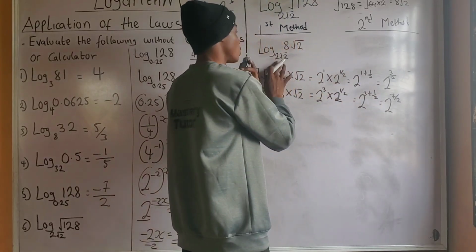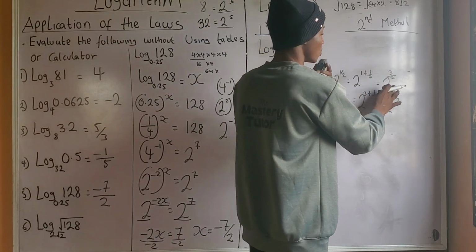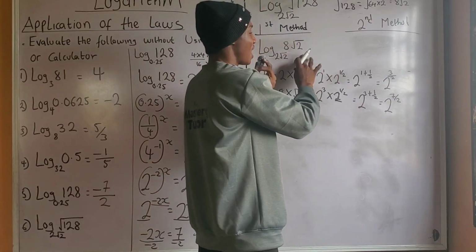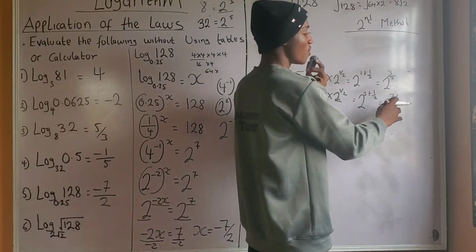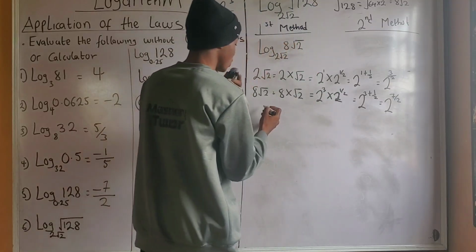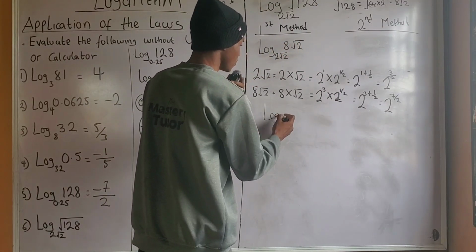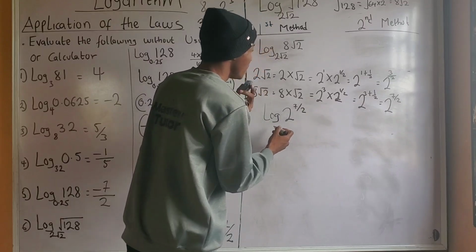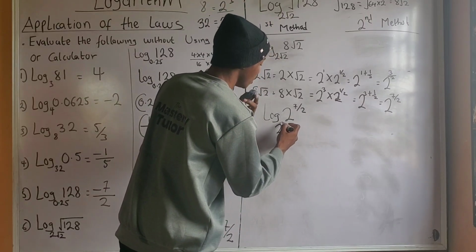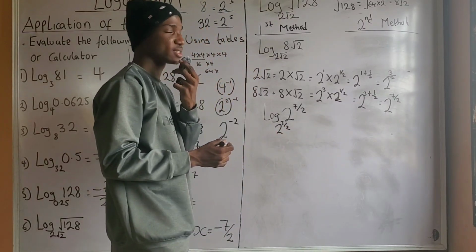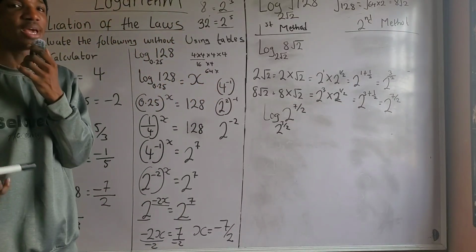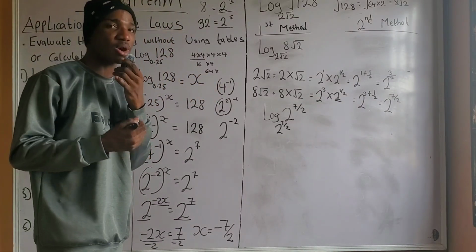Okay, now instead of 8 root 2, and instead of 2 root 2, I'm going to replace it with 2 raised to the power of 3 over 2. Sorry. Instead of 8 root 2 here, I'm going to replace it with 2 raised to the power of 7 over 2. So I'm going to have log 2 raised to the power of 7 over 2 base 2 raised to the power of 3 over 2. Do you get it?